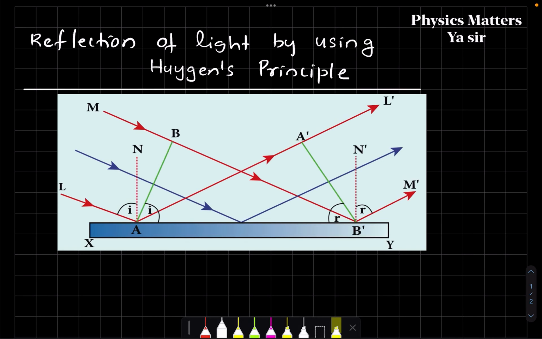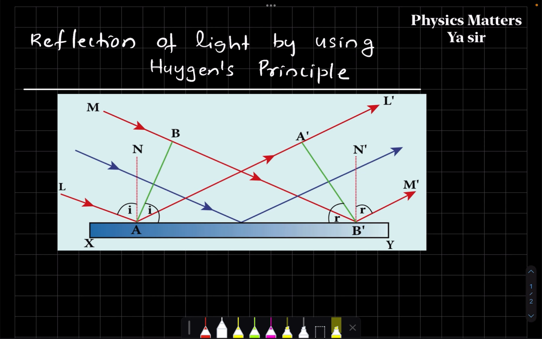Hi everyone. Now we are going to talk about reflection of light by using Huygens principle. We all know what Huygens principle is, its postulates, and its limitations. Everything we discussed already. So let's see how the law of reflection, especially angle I equal to angle R, which we studied already in ray optics, can be proved by using Huygens principle.